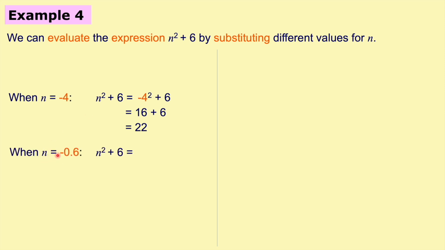Next one is n is equal to negative 0.6. You can use your calculator to help you here if you need. We are replacing the n squared with negative 0.6 squared. You can do negative 0.6 times negative 0.6 to give you positive 0.36, add 6 to give you 6.36. So here we're practicing substituting in negatives and decimals because we can do this.